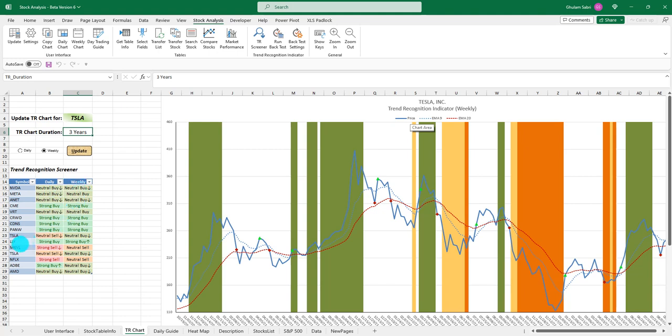But LLY has shown a strong buy on the daily and a very recent strong buy on the weekly price chart. This means that LLY could be a strong buy at this location. So let's try LLY and see what happens when we see charts for LLY. Up to press update.